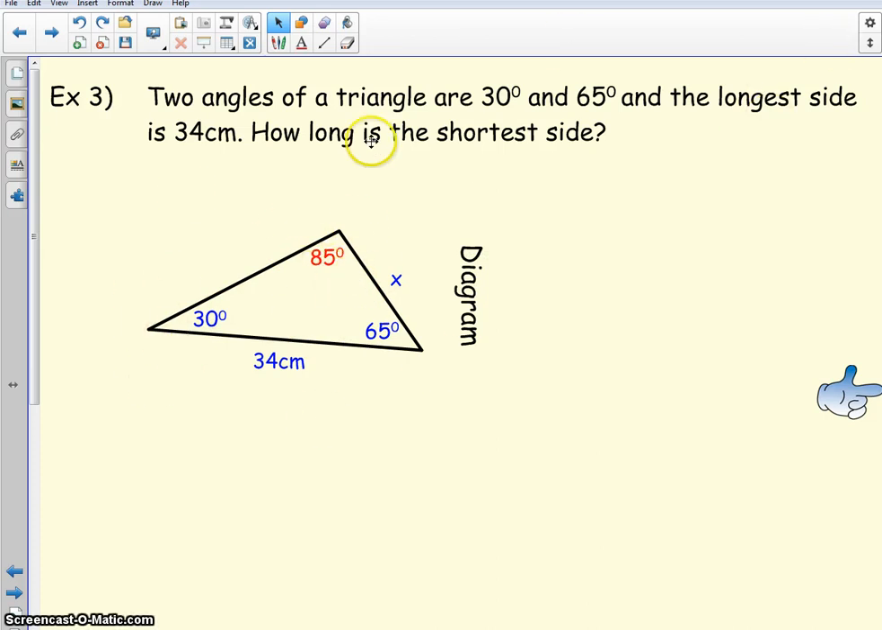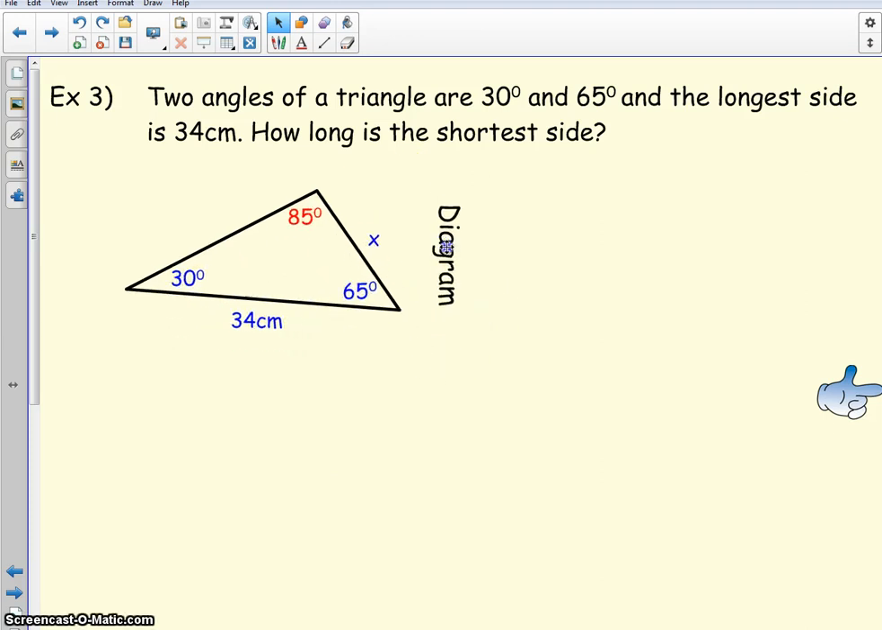So if the longest side is 34, the longest side is across from the largest angle. So that means that the 85 degree angle has to be across from 34 centimeters. And it wants to know how long the shortest side is. Well, the shortest side has to be across from the shortest angle, which in this case is 30 degrees. Okay, so that helps generate our diagram, and then we have to try and solve for x. So I want you to do this one completely on your own, and push play when you're ready to see the answer.